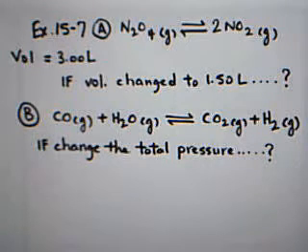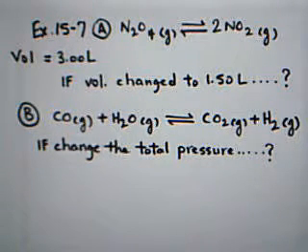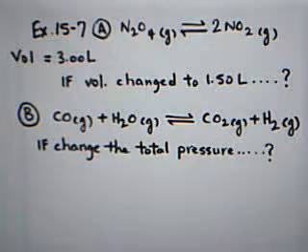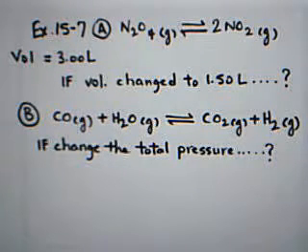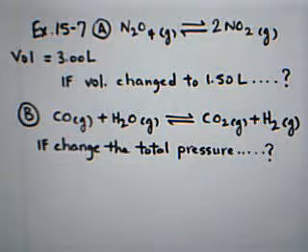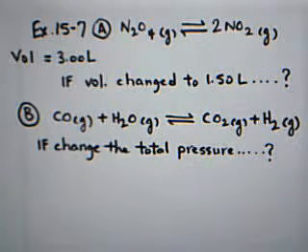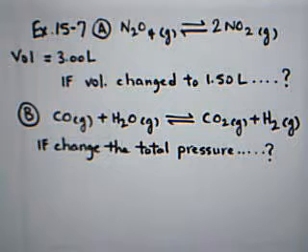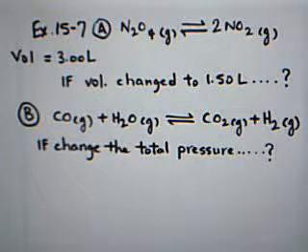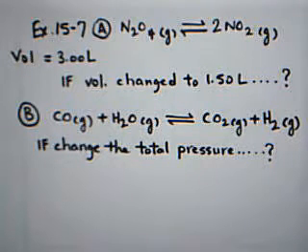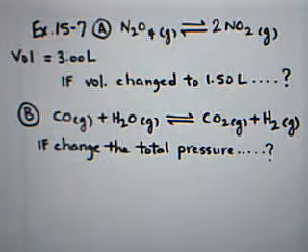Now in B, it says, how is the equilibrium amount of hydrogen gas produced in the water-gas shift reaction affected by changing the total gas pressure or the system volume? Well, here's the thing. If I change the total pressure of the system by introducing an inert gas, that has no effect on the equilibrium position anyway. But here they're specifically saying that I'm changing the total pressure by changing the volume.